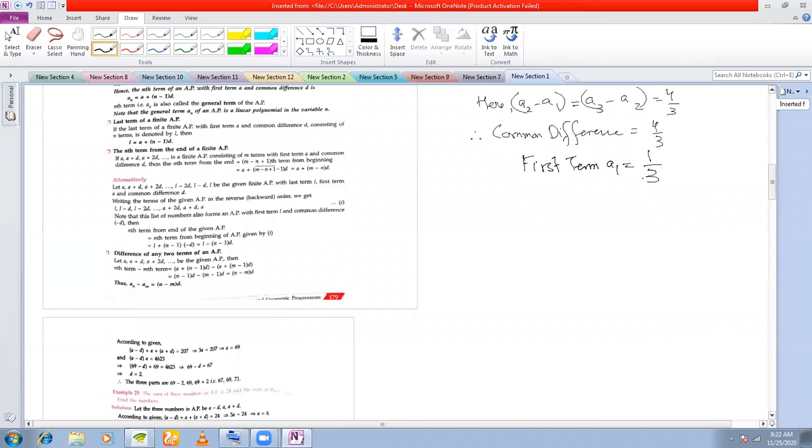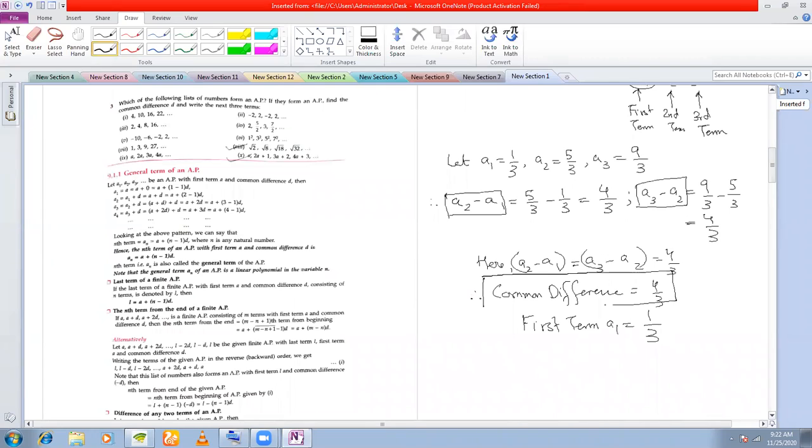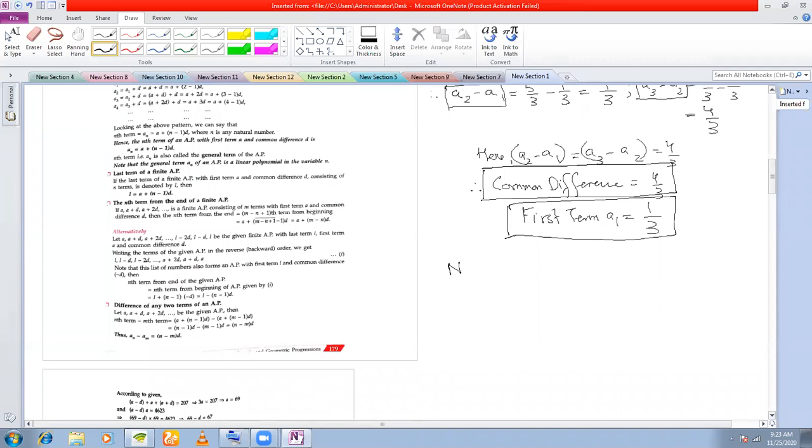That's it. What you saw in this problem is that a set of numbers was given, and from this you determine the common difference and the first term. In AP there are two basic kinds of problems. The first is that the set of numbers is given, and from it you determine the common difference and the first term. The second type is when the first term a1 and the common difference D are given, and you have to determine the set of numbers.